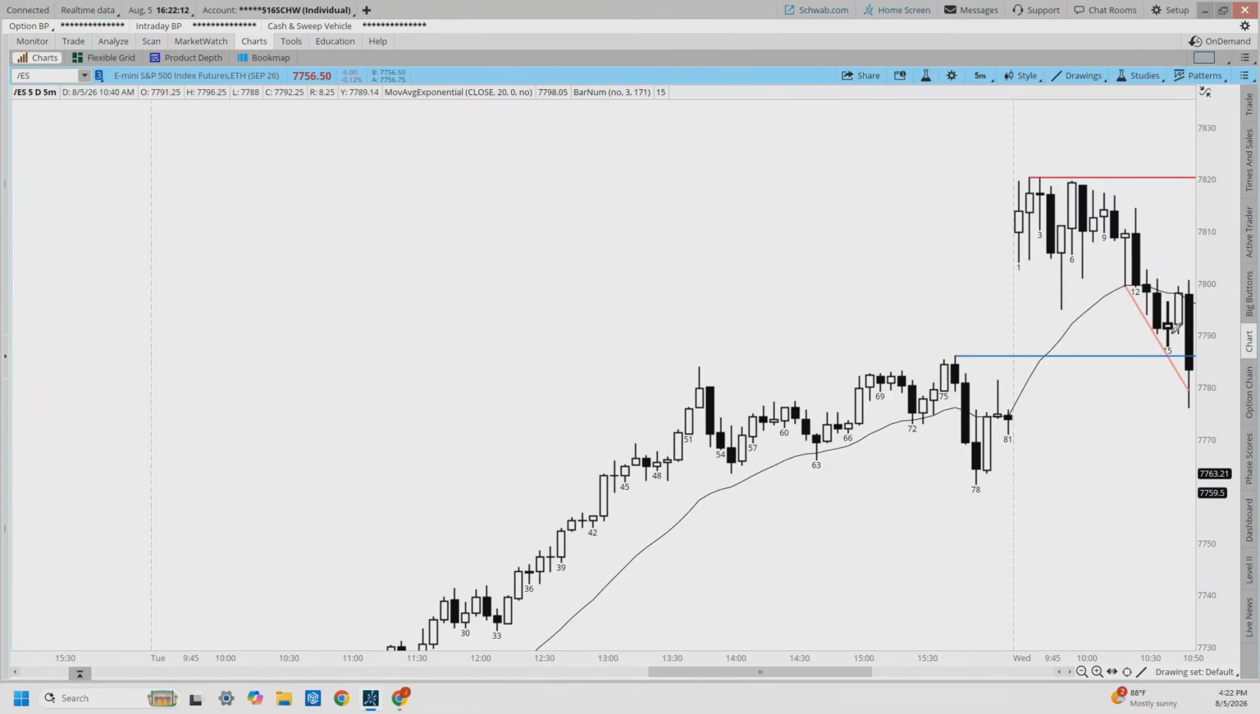1, pullback, 2, pullback, 3 legs down, but the channel down is still tight. The buying pressure is weak. So as far as buying here, I would not. If anything, to buy, you might be buying back shorts because we're testing a channel line.